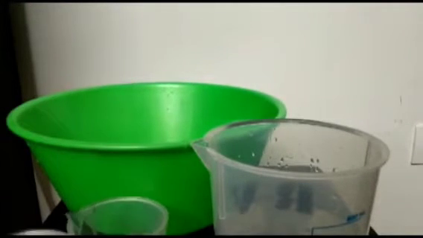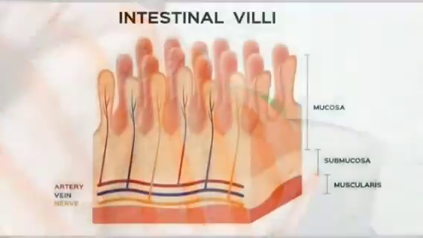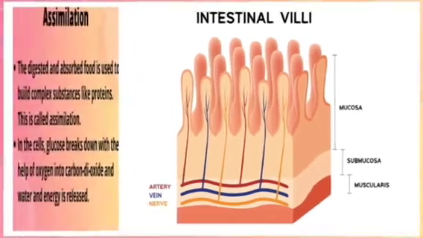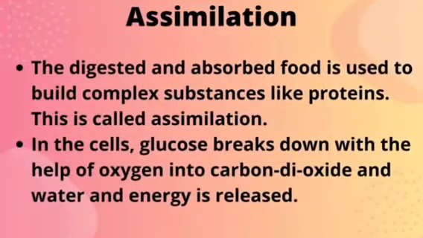So just by having this microvilli-like structure, the kind of structure which you see in this cloth, the intestines can absorb a lot of nutrients. So we see that the small intestine works on the same principle as this towel with a lot of threads and projections. The digested and absorbed food is then used to build complex substances like proteins. Once this digested food is used to build the proteins required for the body, this process is called assimilation.